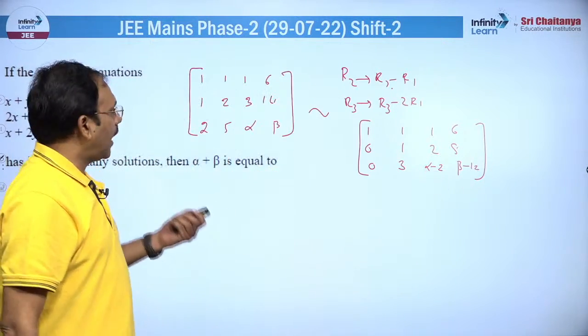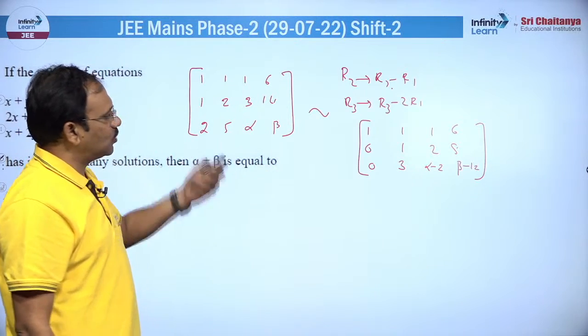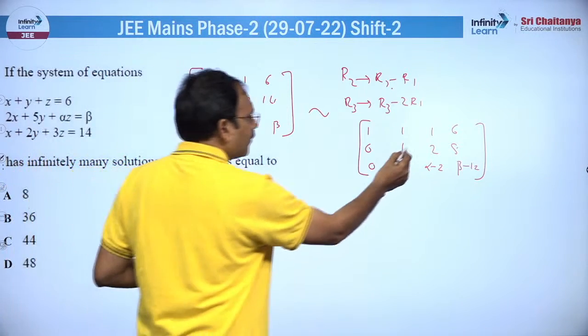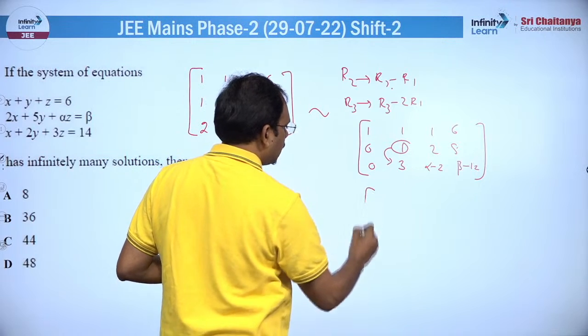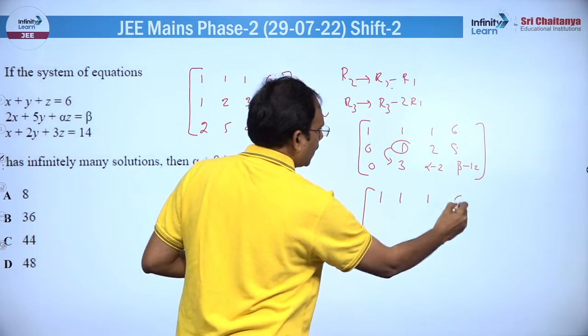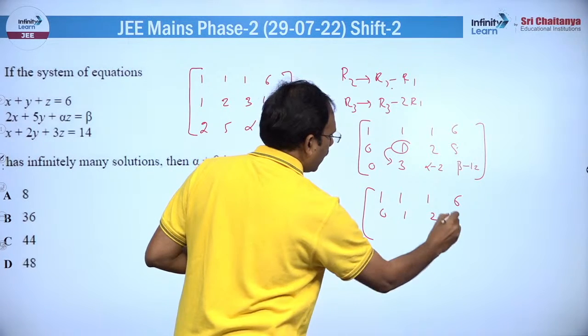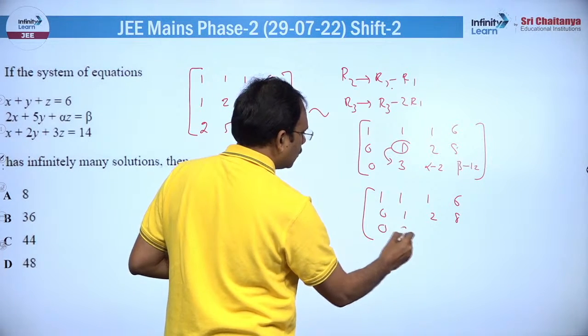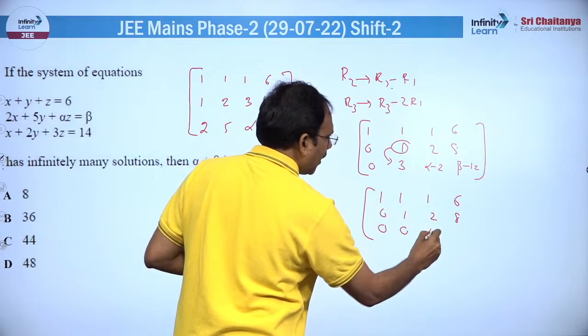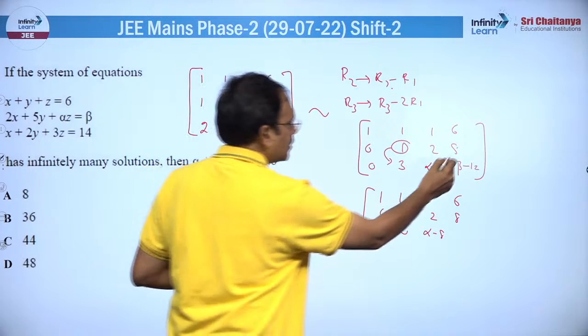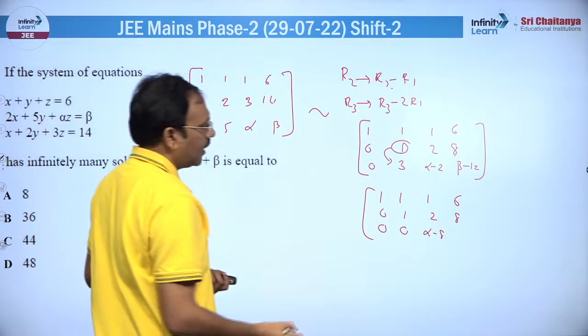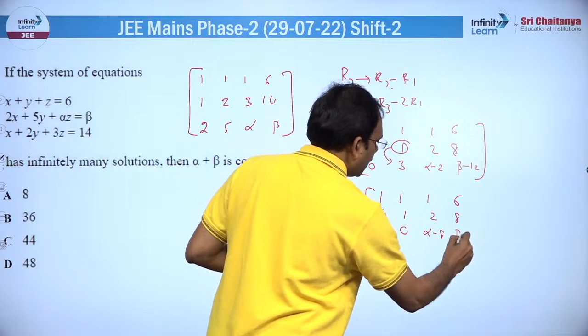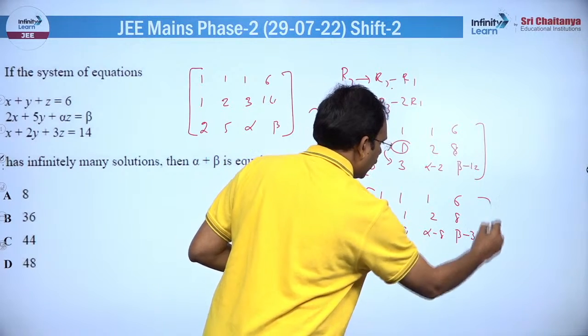So, I am going to do R3 minus 3 times R2. Now, with the help of this one you try to make this 0, you are going to get 1 1 1 6, 0 1 2 8, you can write 0 0, triple in the sense α − 8, this is in fact it is 8, 8 into 3 is 24, β − 36 you are going to get.